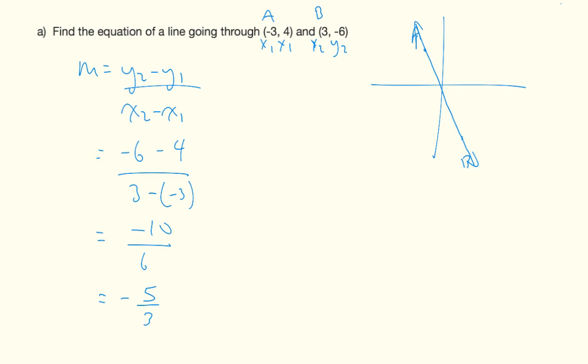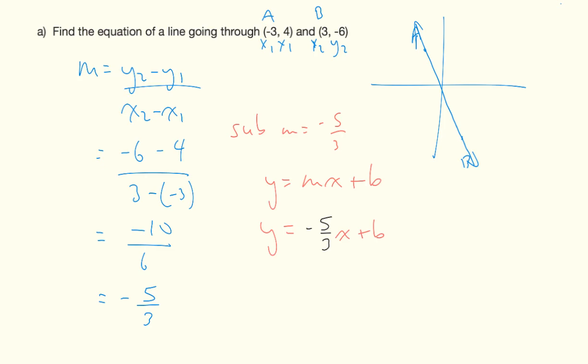So I'm going to take my slope and I'm going to sub m equals negative 5 over 3 into y equals mx plus b, and that gives me y equals negative 5 over 3 x plus b. In order to finish off my line, I need one other point.